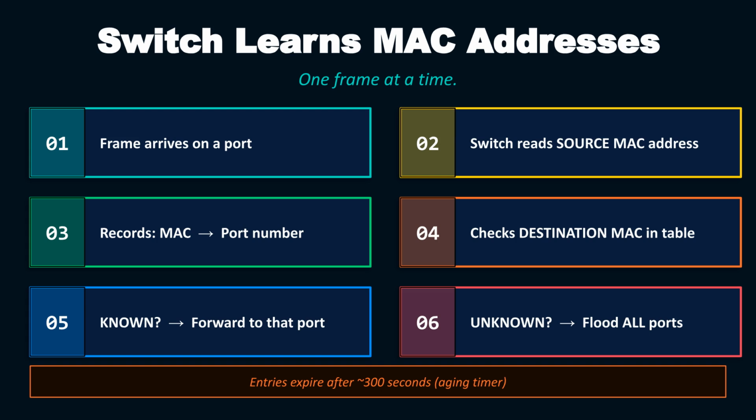A network switch learns MAC addresses 1 frame at a time. The frame arrives on a port, the switch reads the source MAC address and records the MAC and port number. It then checks the destination MAC address. If known, it forwards to that port. If unknown, it floods all ports. Entries expire after around 300 seconds due to an aging timer.